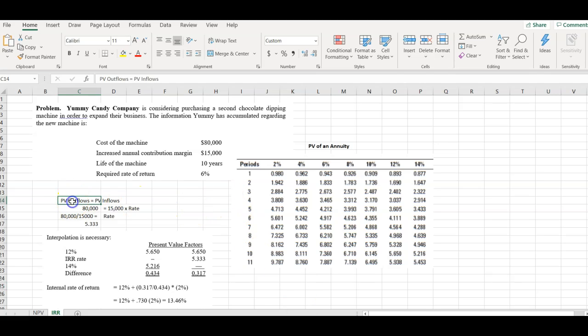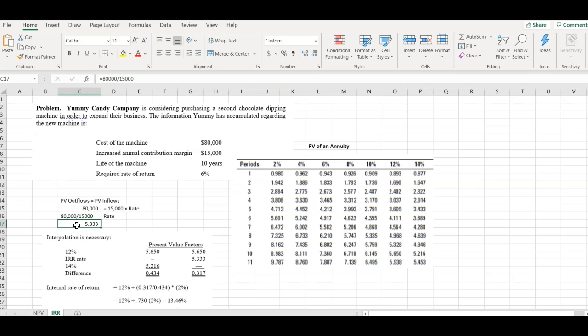So the key here is to set the present value of the inflows equal to the present value of the outflows, or vice versa. So present value out equals present value in. Now the present value of the outflow is $80,000, because it's $80,000 today. That's what it's worth. The inflows are worth $15,000 a year times our rate from the table. So I'll take 80,000 divided by 15,000 will give me my rate, and my rate is 5.333.